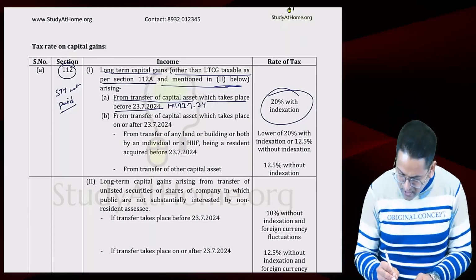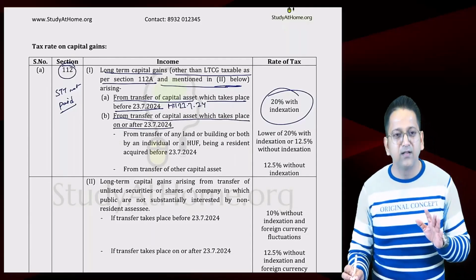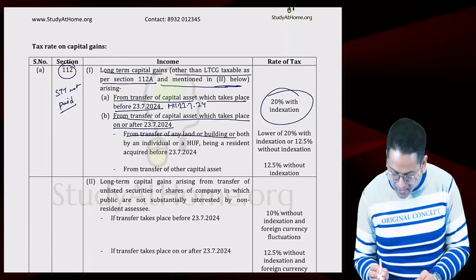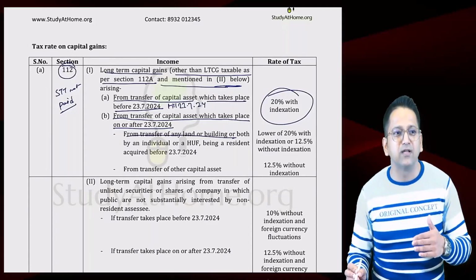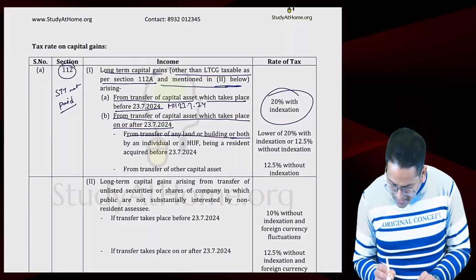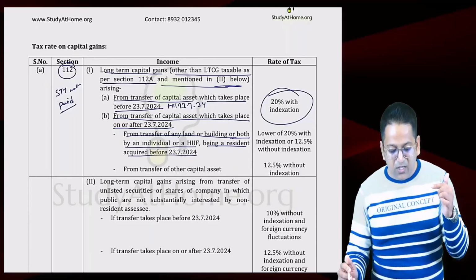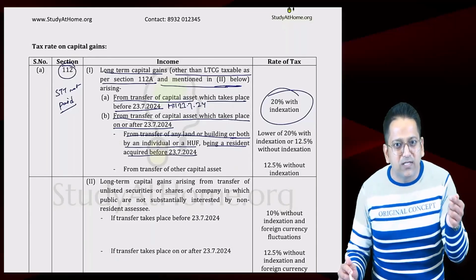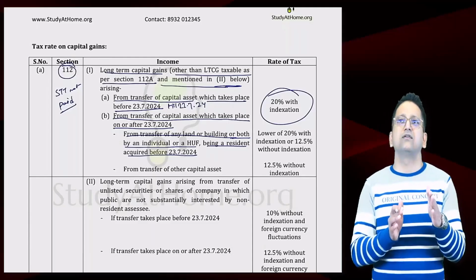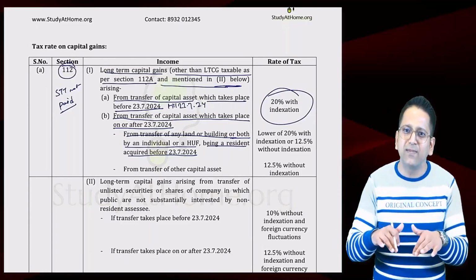Now let's see what was next. From transfer of a capital asset which takes place on or after 23 July 2024, what will happen? It talks separately about the transfer of land or building, and separately about the rest. Why land and building? You know the opposition party, right? From transfer of land, building or both by an individual or HUF being a resident, acquired before 23 July 2024, meaning purchased before July 23, 2024 and sold after 23 July 2024. If we are buying or selling after 23 July 2024, it is not talking about that separately.